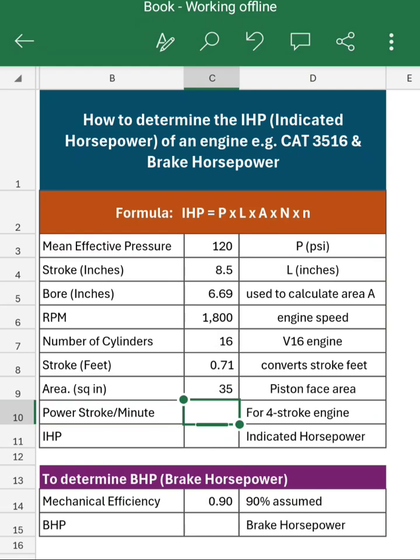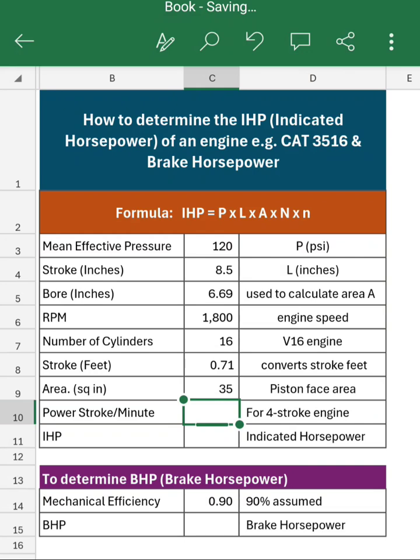Next, I'm going to get the power strokes per minute. The power stroke is the downward stroke of the piston after a combustion inside the cylinder, that will transmit power to whatever load the engine is carrying. So this is for a four-stroke engine. A four-stroke engine has four strokes: two downward strokes and two upward strokes.